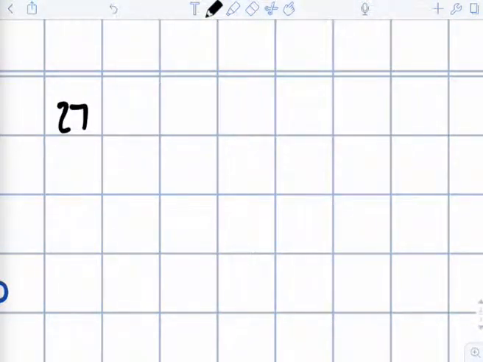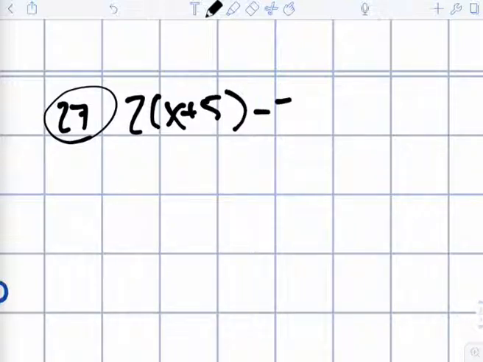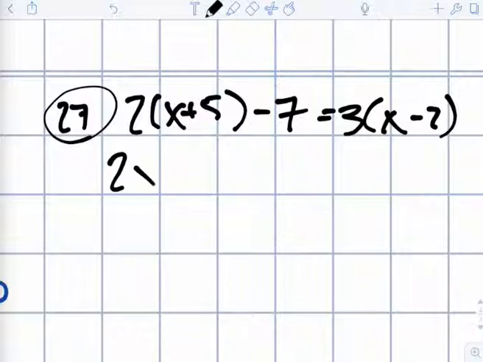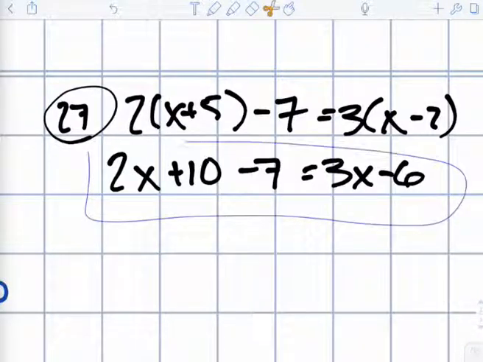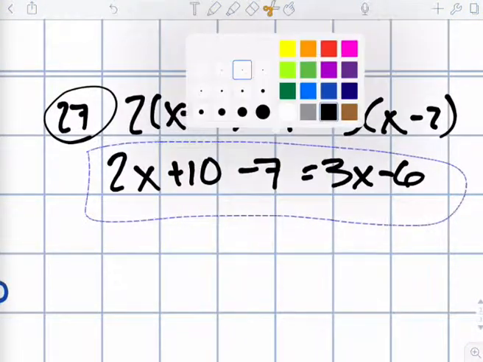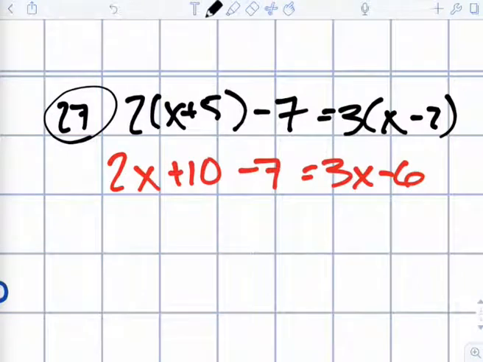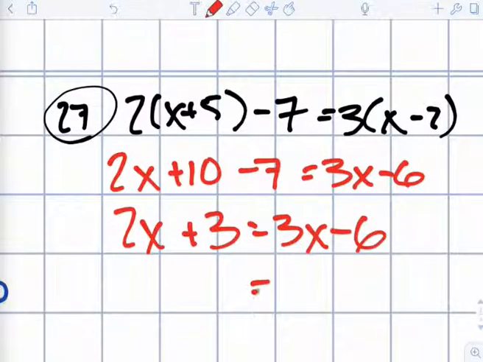27. 27 is 2 times x plus 5 minus 7 is equal to 3 times x minus 2. So you get 2x plus 10 minus 7 is equal to 3x minus 6. All right, and then I get 2x plus 3 is equal to 3x minus 6. Subtract the 2x, you get x. Add the 6, you get 9. X is equal to 9.